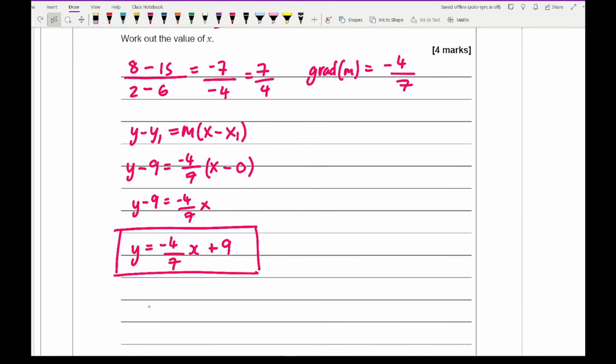So then what I've got to do is use the coordinate x, 17. So using y equals 17, I substitute that in.